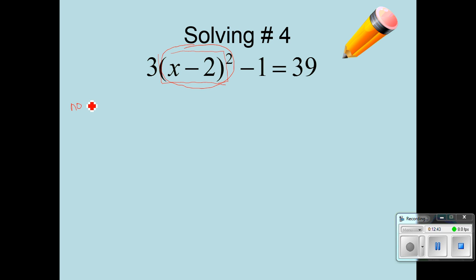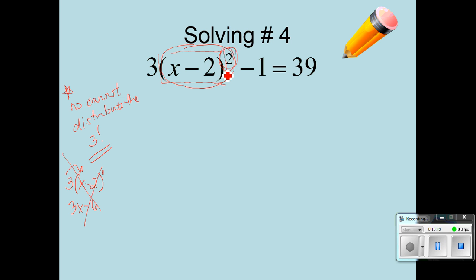And no, you cannot distribute the 3. Because this is an x squared. The only time you can distribute a 3 is if you have x to the power of 1 here. Then you can say that's 3x minus 6. But I don't have an x to the power of 1. I have an x to the power of 2, which means I cannot distribute.